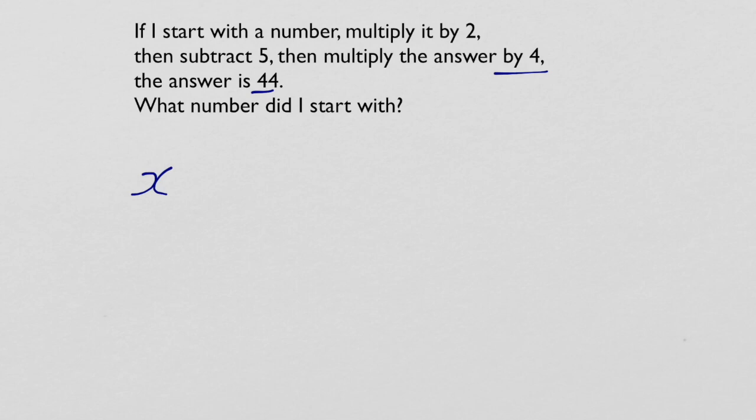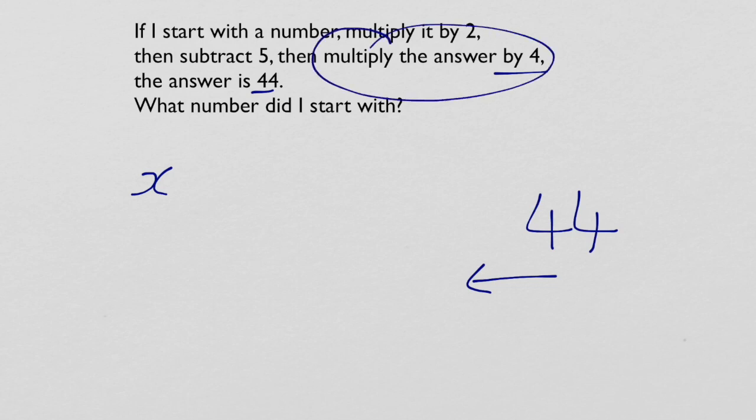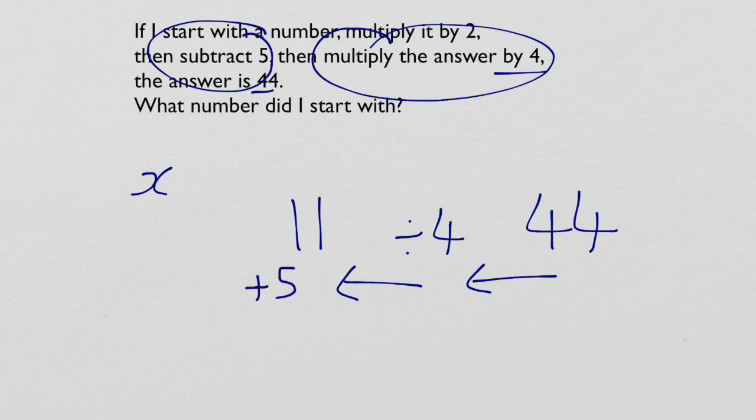So, starting with the final answer, 44. I go backwards, go left across my page. First thing I'm going to do is divide by 4, which is the opposite of multiply by 4. So that gives me 11. And then I add 5, so that gives me 16. And then finally, I divide by 2, which gives me 8. So that 8 was the number that we started with.